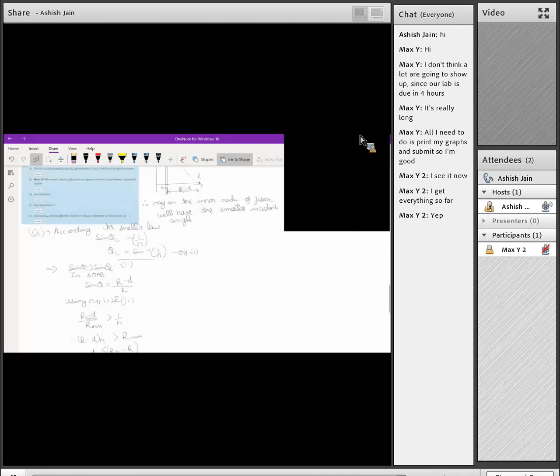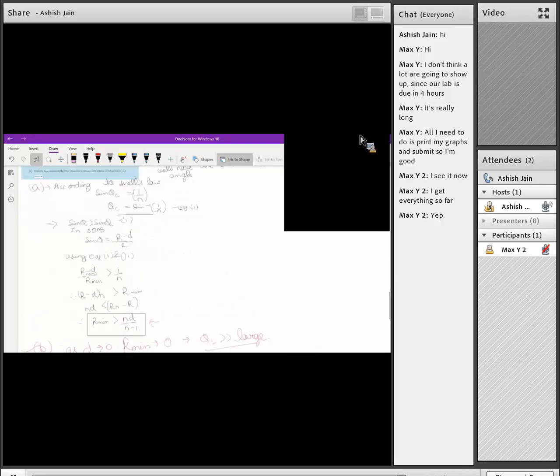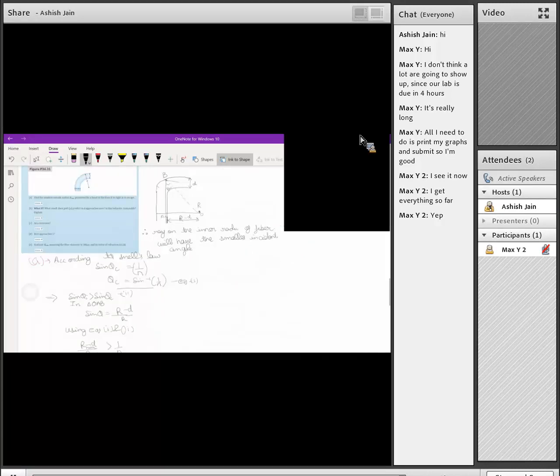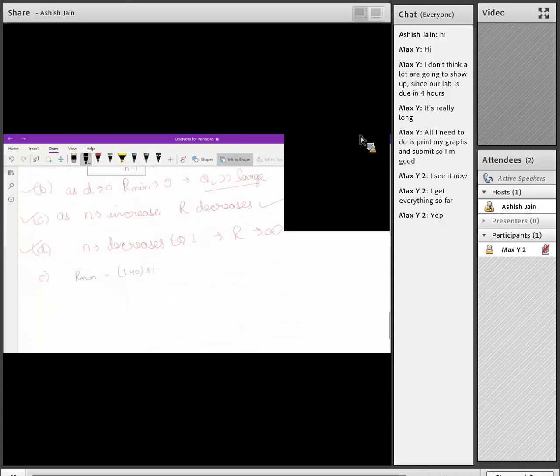The last part is to evaluate R minimum, assuming the fiber diameter is 100 microns and the index of refraction is 1.40. So you just need to put the values back. R minimum you can find using 1.40 into diameter of 100 microns, over 0.40. That will be in microns.